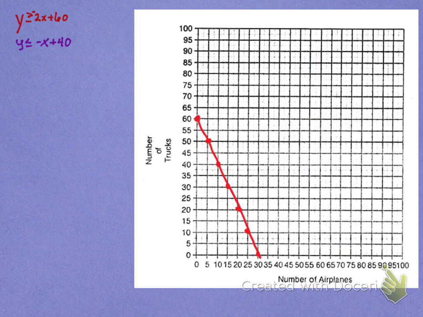And for that inequality, the y is greater than, so my shading should go to where the y's are getting greater. The y's are getting greater above the y-intercept, and so I have to shade above, and to the right.